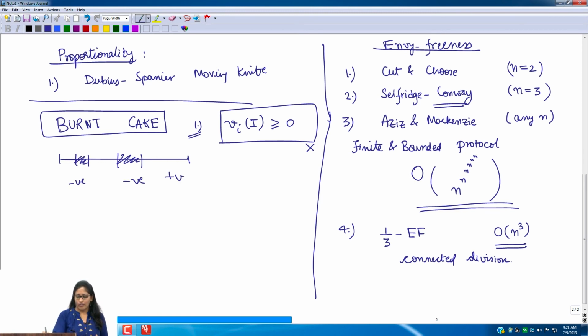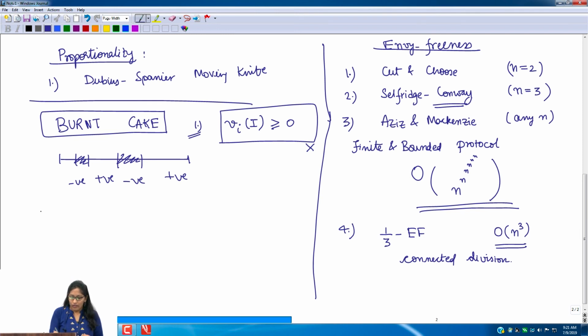There are pieces of positive valuation as well, but somewhere the cake is burnt or something like this is happening, and the agent really doesn't value it positively. So this is a case where you have positive and negative valuations over some segments of a cake.